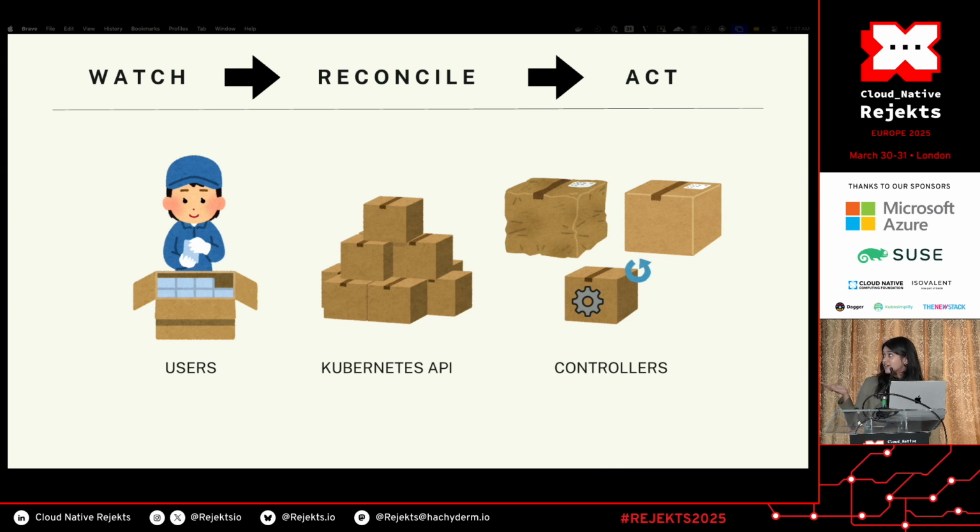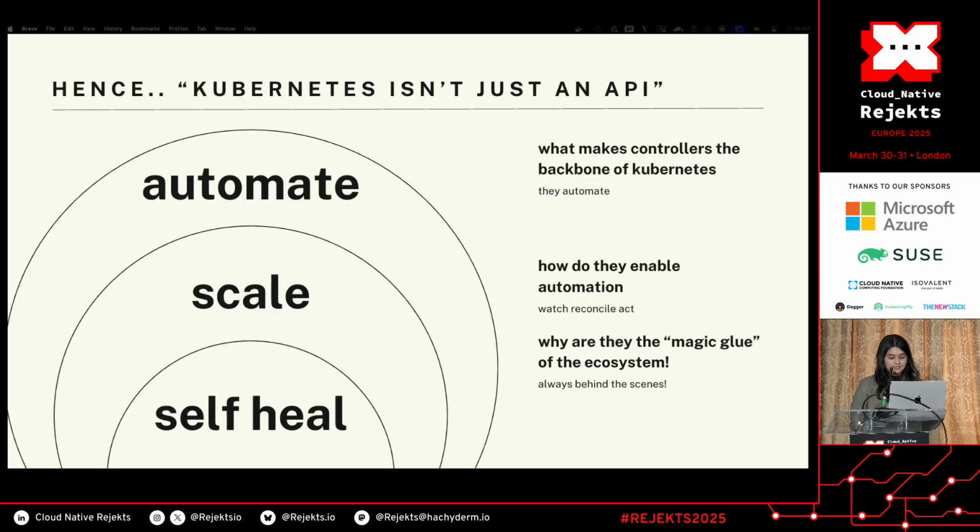A user defines the desired state, then the Kubernetes API server stores that desired state in etcd. And now, if there is any deviation, like you see that crooked box, the controller will make sure that it is reconciled and presented to you in the correct form. Hence, Kubernetes is not just an API, which was the context of these 5 minutes. Kubernetes can automate, scale, and self-heal because of controllers. Controllers make them do all of these things.